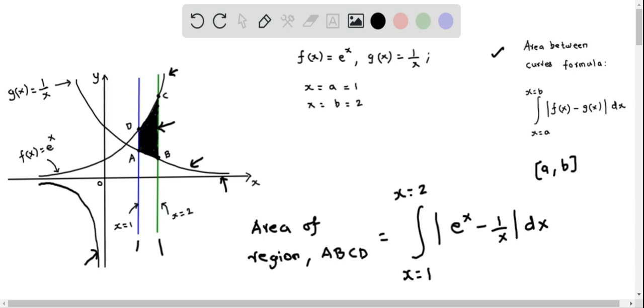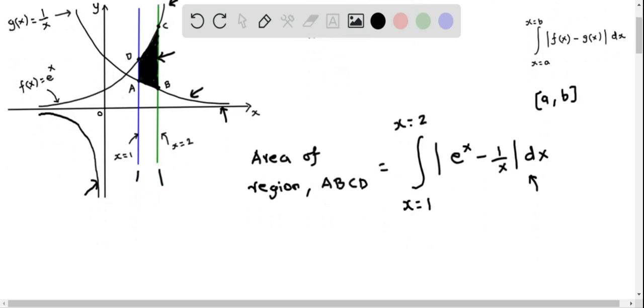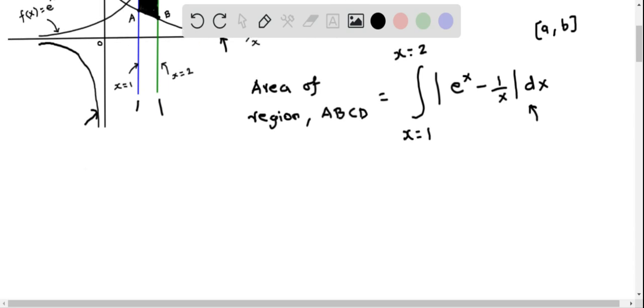And if you are able to identify the top curve and the bottom curve, there is no need for this absolute value. But anyhow, we will use this absolute value in case you are not sure which curve is the top and which curve is the bottom one. So let's evaluate this integral.